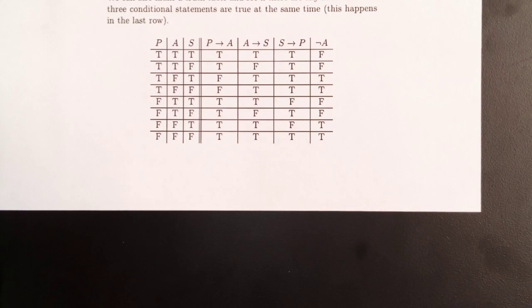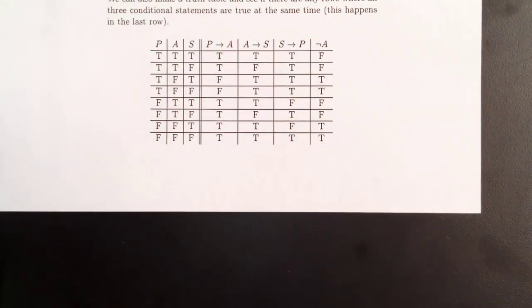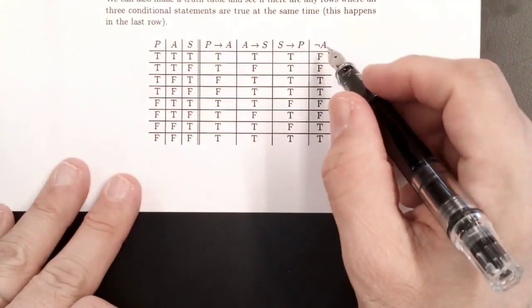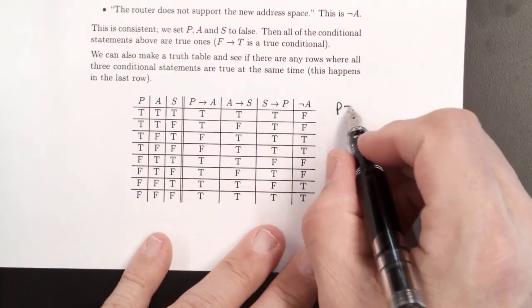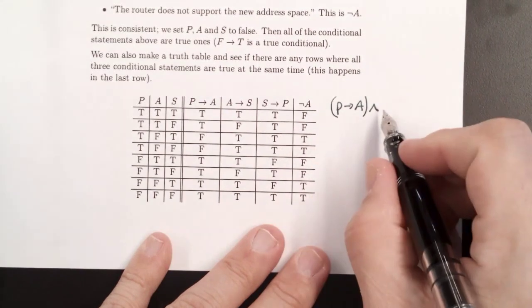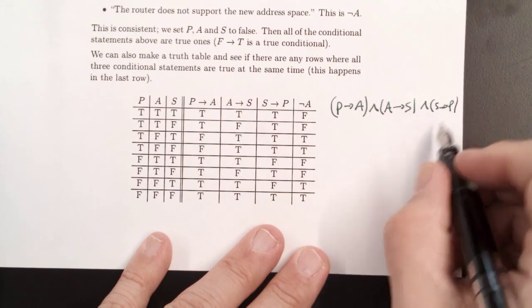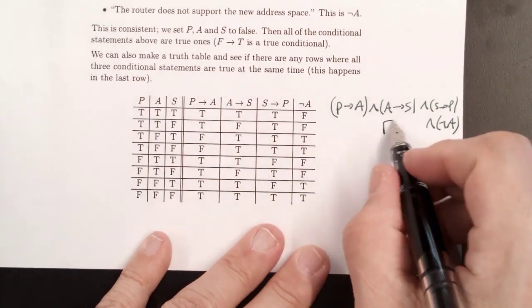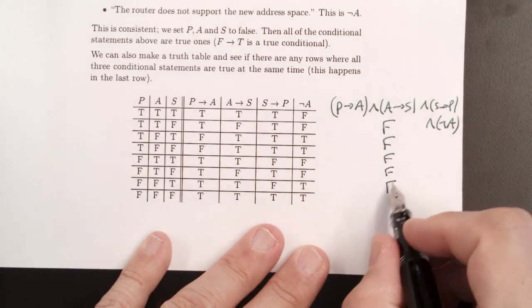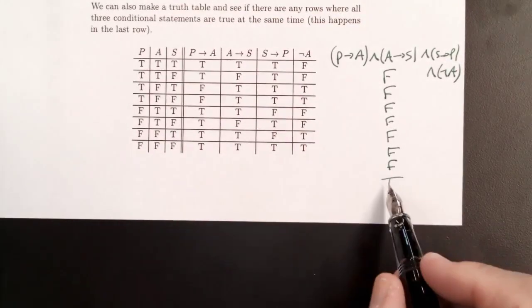Yes, sir. So do we see the contradiction? Is that what the all F is showing us? No. I'm looking at these 4 on this side. Is there any place where the and statement, really on the end of this, should be P arrow A and A arrow S and S arrow P and not A? That column. Looks like that. Aha! It's not a contradiction.